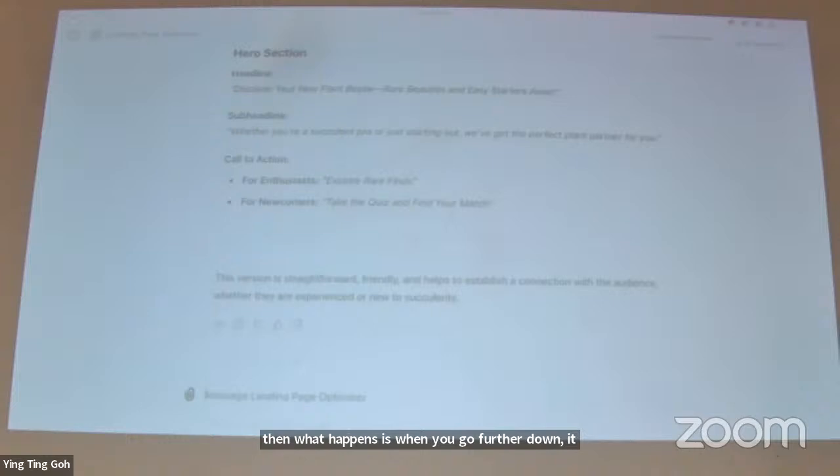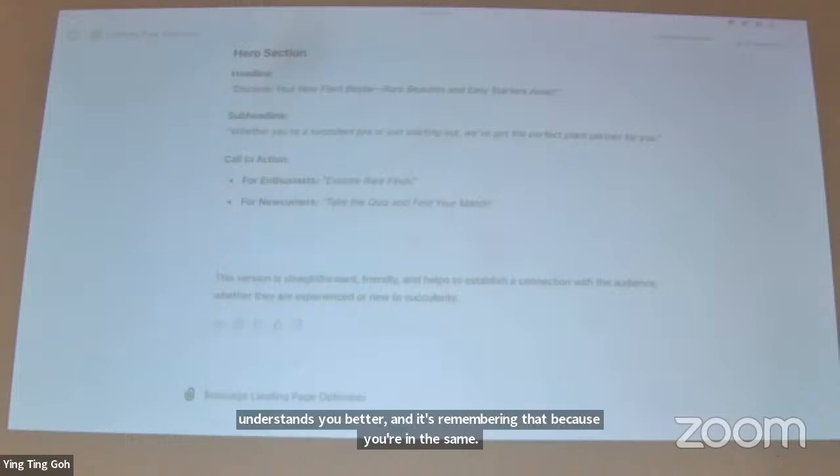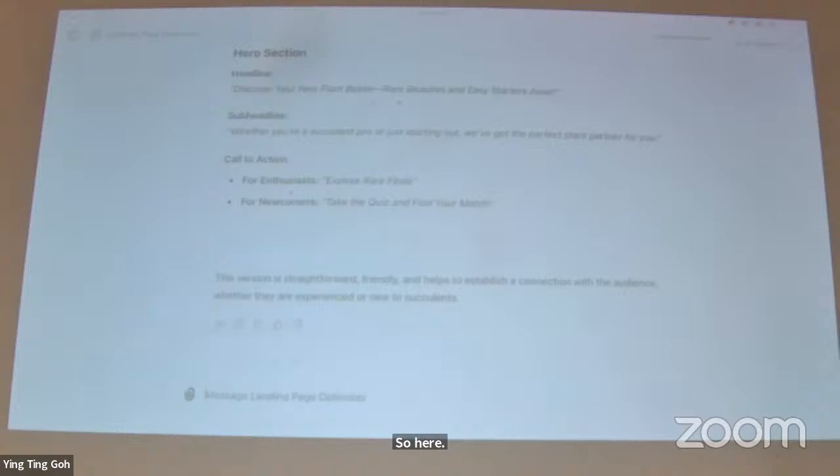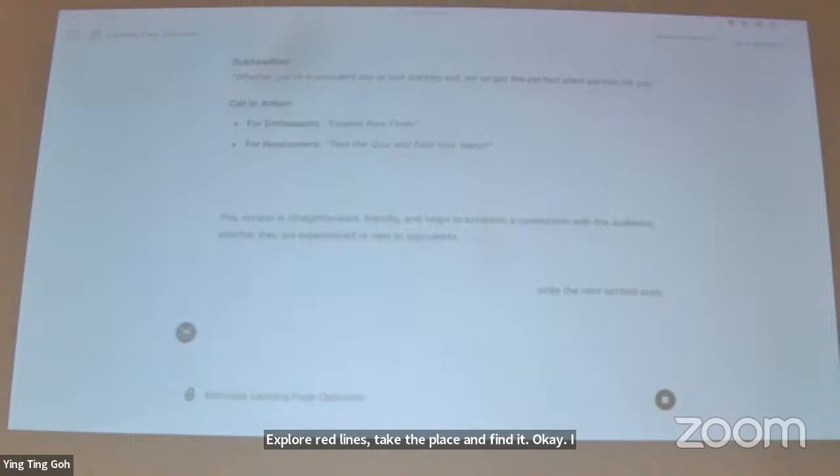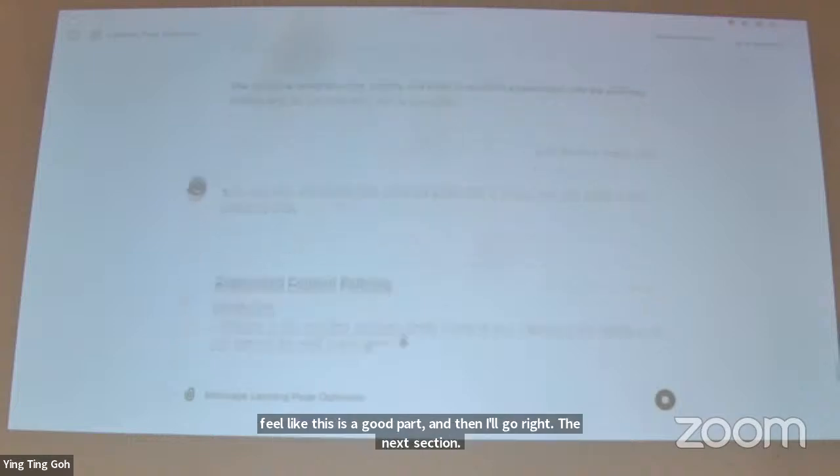So here, just starting out, we've got the perfect plant partner for you. Explore red finds, take the quiz and find your perfect match. Okay, I feel like this is a good part. And then I'll go right to the next section. So we just keep going down this way.